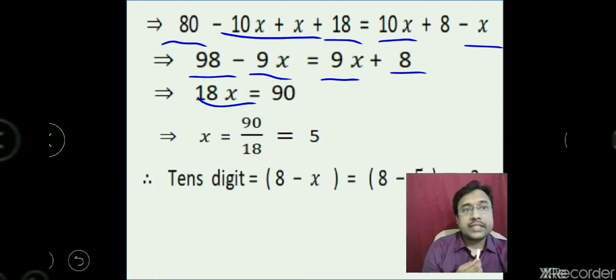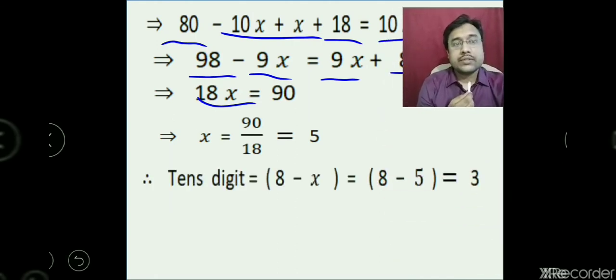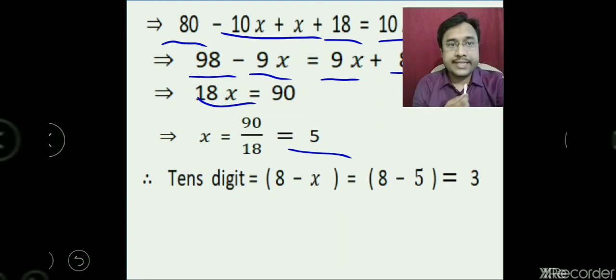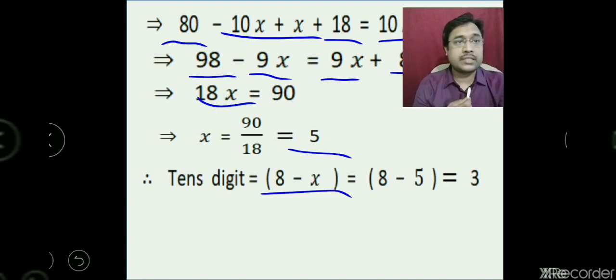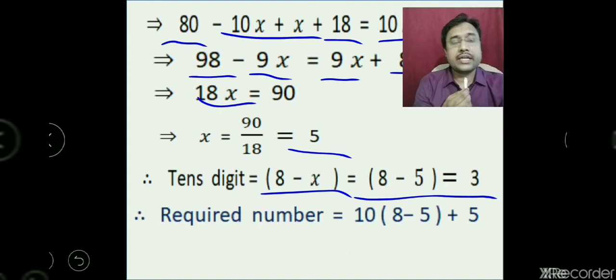We have taken x as the unit digit, so x is 5 here. Then the tens digit is 8 minus x, because the sum of the two digits, tens and unit, is given in the question as 8. So the tens digit is 8 minus x, meaning 8 minus 5 is 3. Then the number is very clear, 35 only.